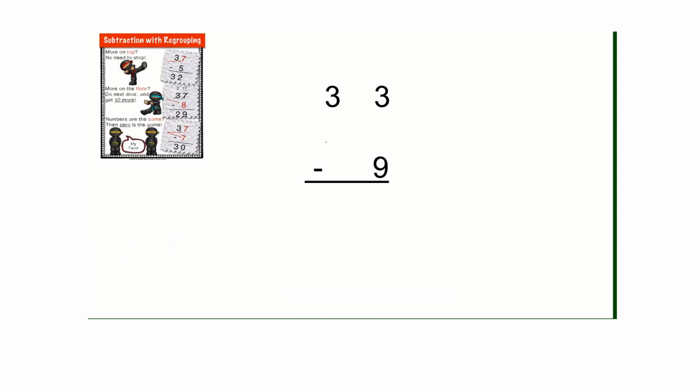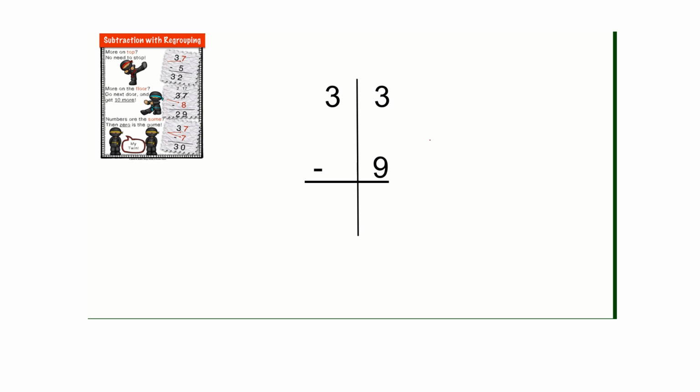I have here 33 minus 9. Just like any problem, don't forget we always put our middle line to make sure that we answer the problem nice and neat and that we're not overlapping any place values. So we draw that middle line straight in the middle.